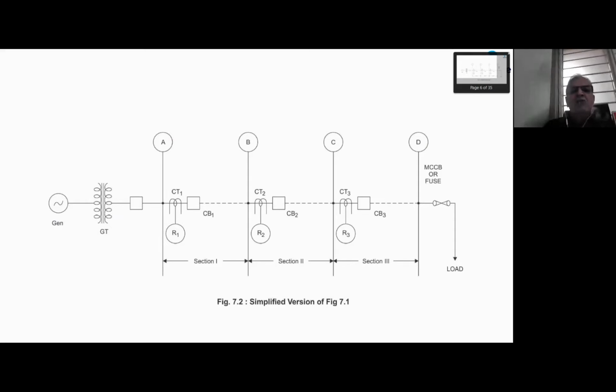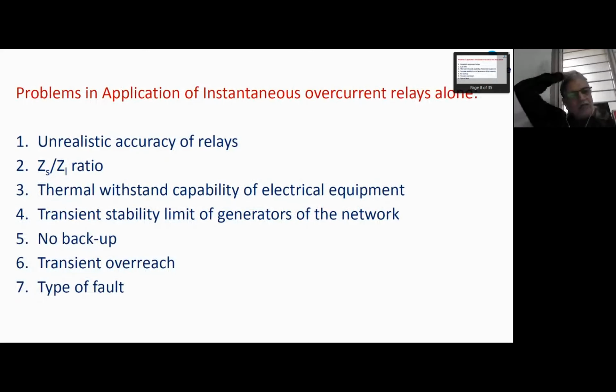So all time delayed relays do not suffer from the difficulty of transient overreach. Only instantaneous overcurrent relays suffer from the difficulty of transient overreach. Therefore, the next problem is transient overreach. And the last problem is type of fault.